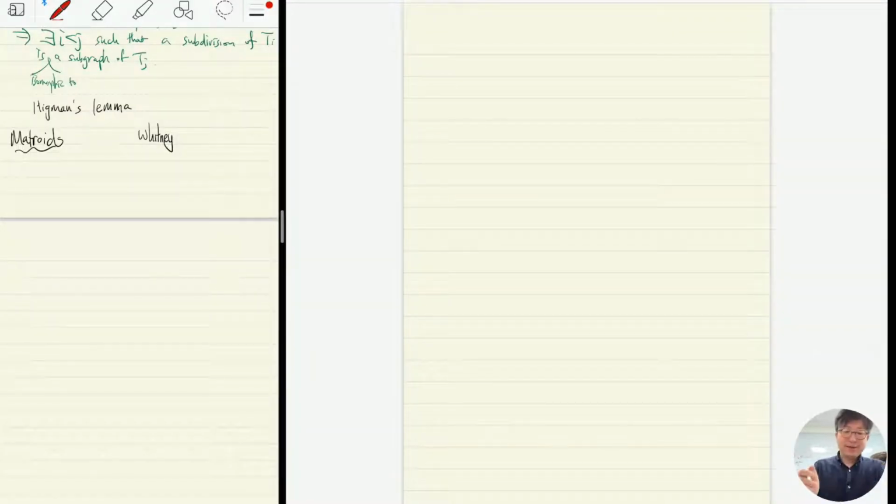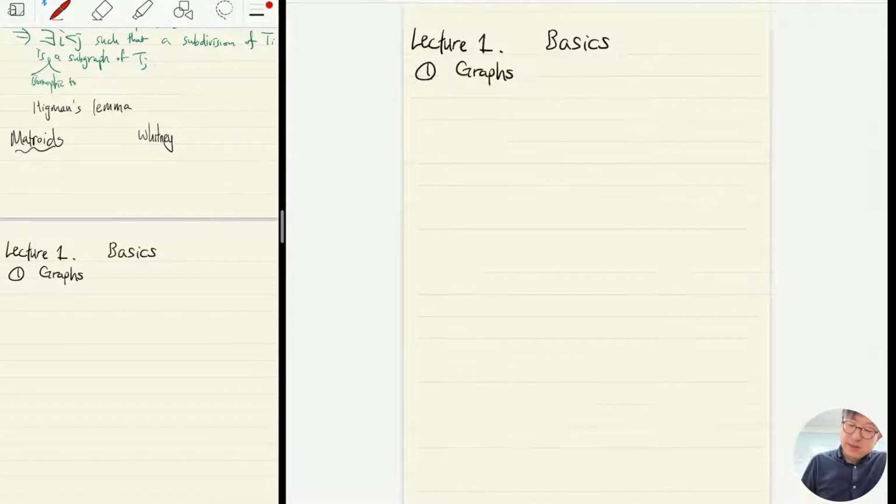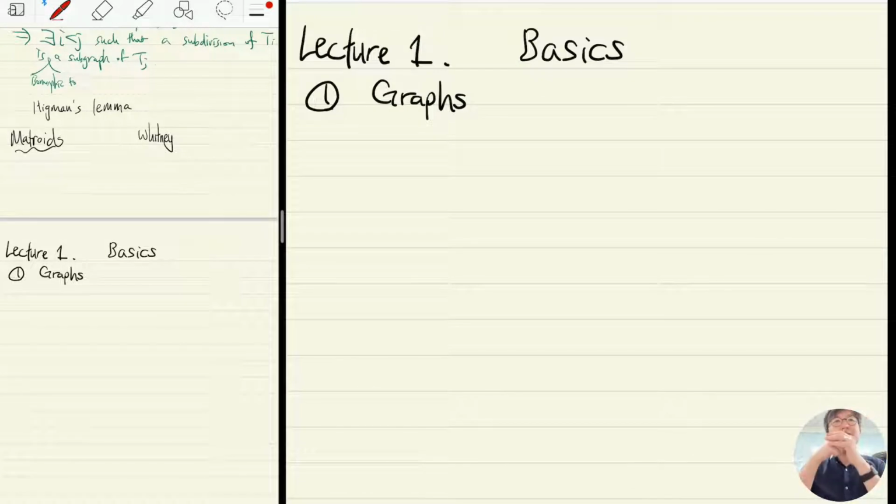Okay, in this second lecture, but actually lecture 1, we're going to talk about basic definitions. This might be the most boring part of this course because we're going to review all the definitions that we need. So first of all, let me start with graphs. So what is a graph?